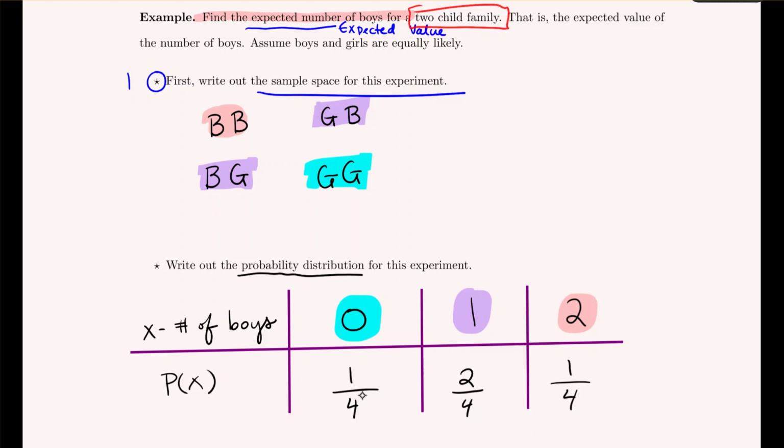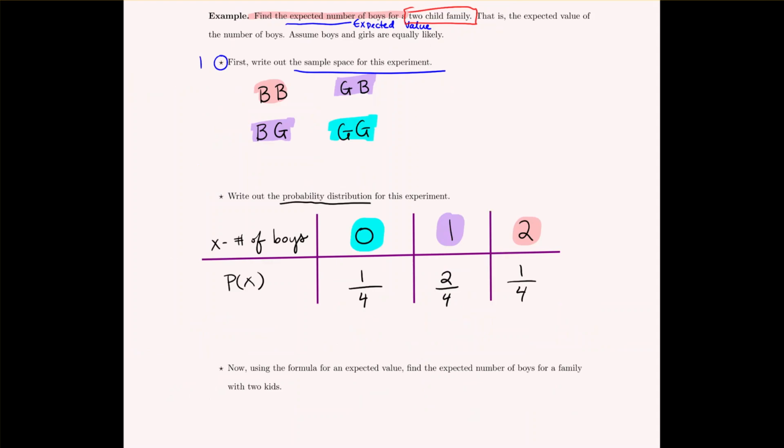So for each of these outcomes, 0 boys has a likelihood of 1/4, 1 boy has a likelihood of 2/4, 2 boys has a likelihood of 1/4. So we have been able to construct, based on our understanding of the possible outcomes, a probability distribution on the number of boys in a 2-child family.